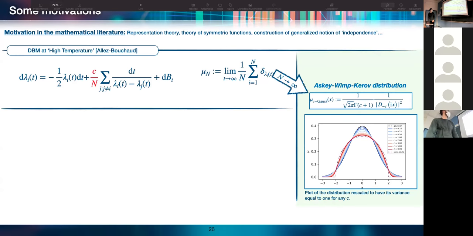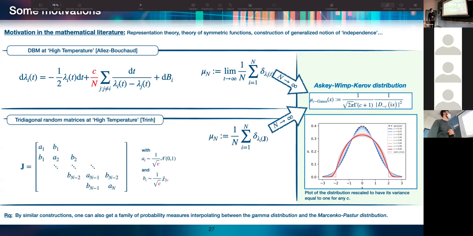But there are also some well-known objects which interpolate between the classical objects and the quantum matrix objects. So for example, if you take the Dyson Brownian motion at high temperature, where instead of beta over 2, you take now beta to scale as 1 over n, then you can look at the stationary measure of this process. And as n goes to infinity, it goes to a distribution which is known as the Askey-Wimp-Kerov distribution. So it has a name, but more importantly, it continuously interpolates between the Gaussian and the semicircle distribution as you vary this parameter c.